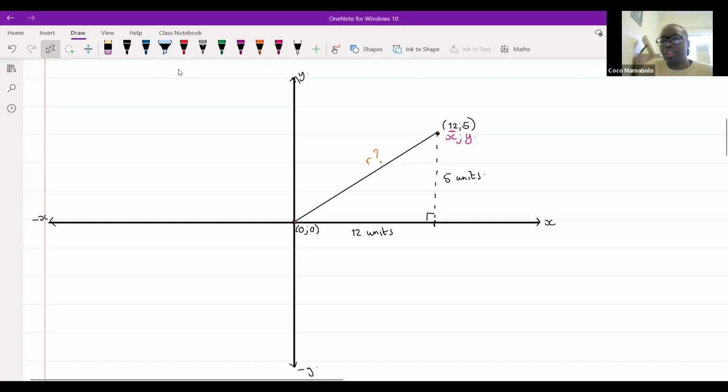I'm not going to belabor this. We're going to go: r is equal to the square root of 12 squared plus 5 squared. I know that 12 squared is 144, plus 25 is the square root of 169. Therefore, r is equal to 13.